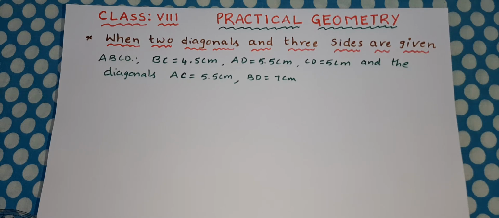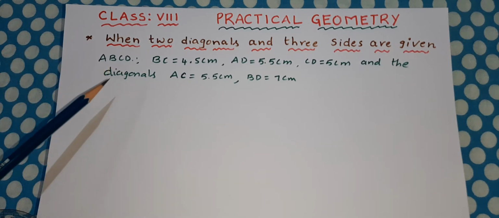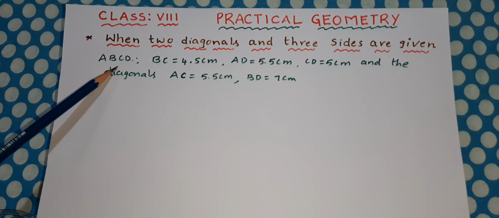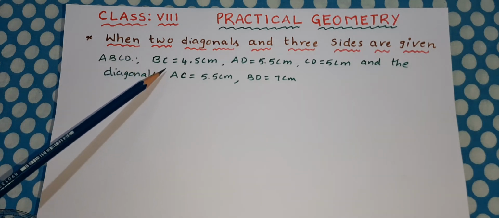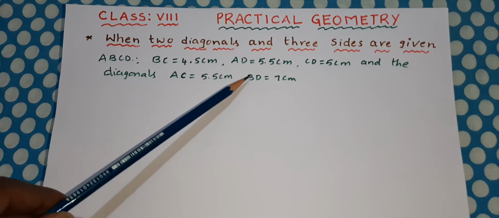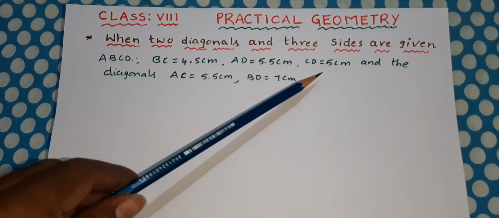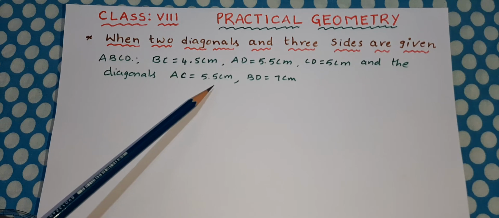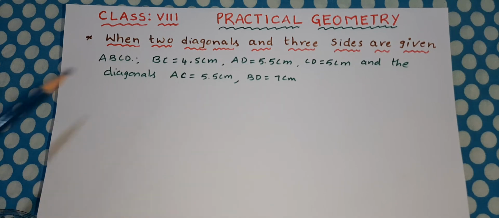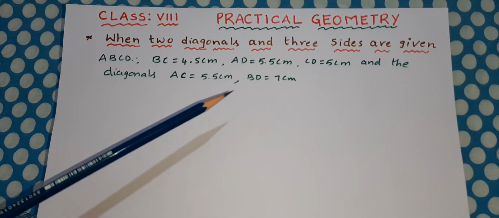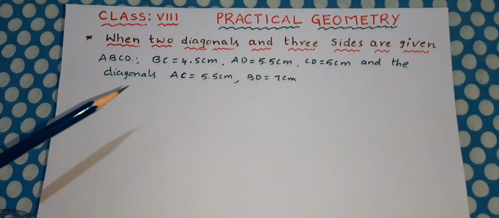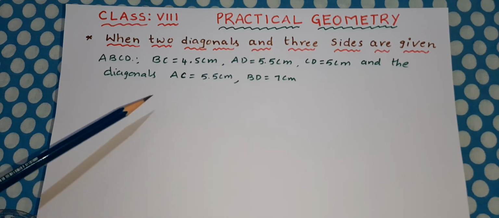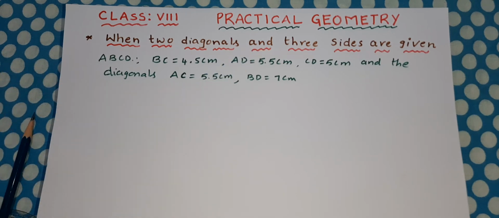So now let us take a simple example. Let us construct a quadrilateral ABCD. Here they have given three sides: BC is 4.5 centimeter, AD equal to 5.5 centimeter, CD is equal to 5 centimeter, and the diagonals AC equal to 5.5 centimeter and BD is equal to 7 centimeter. So by using these measurements, we are going to construct a quadrilateral. Right? First of all, we need to construct a rough diagram.